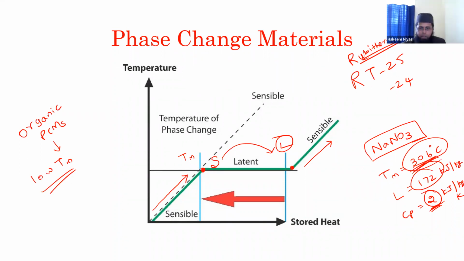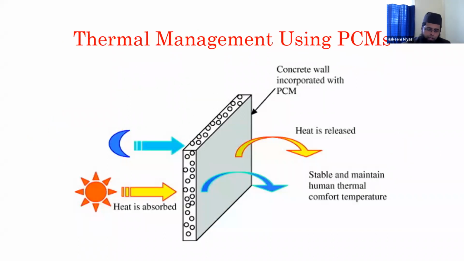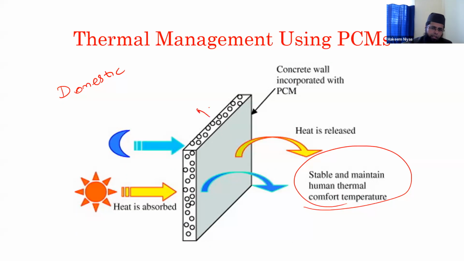Okay. So coming back here, I have taken two cases. One is a domestic building. In a domestic building, the requirement is low. So we can just impregnate PCM into the concrete. By that way, the heat can be absorbed by the PCM and we can maintain a comfortable temperature inside. In the night, when the temperature is reduced, it can emit heat in both directions. So we can get slightly better comfort in the night also.